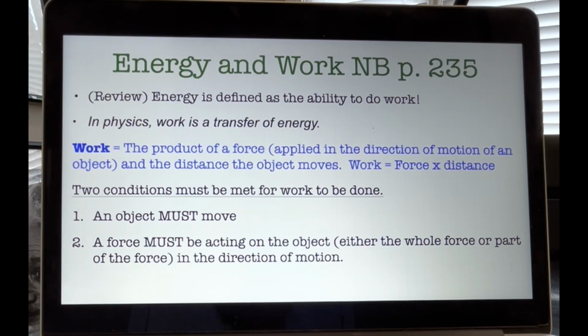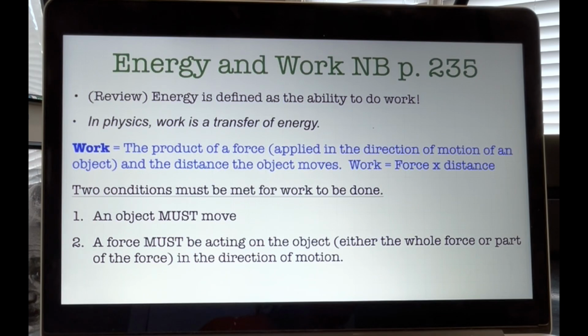So the definition of work in physics is the product of a force applied in the direction of motion of an object and the distance the object moves. So work equals force times distance. To be clear, in science, work is only done when two conditions are met. First, an object must move. Second, a force must be acting on the object, either the whole force or part of the force, in the direction of motion.